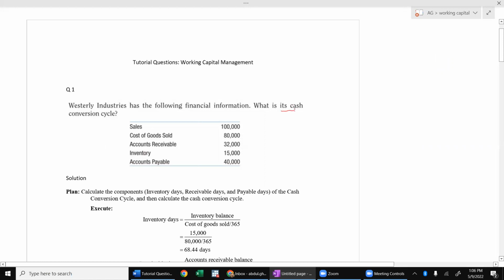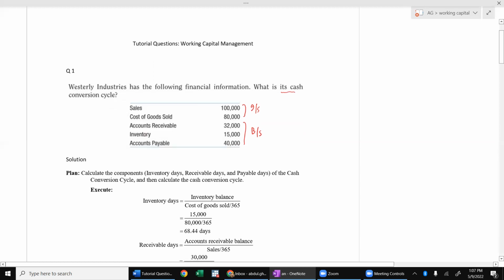Cash conversion cycle is a cycle. Actually, it's a time period to collect the cash: how quickly you get back your cash. So this is the cash conversion cycle. This information is given. Some part of the information is coming from the income statement and some part is coming from the balance sheet. So we will need two statements if we are asked to calculate the cash conversion cycle.